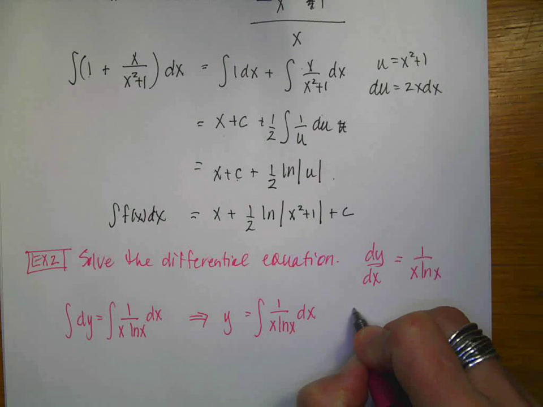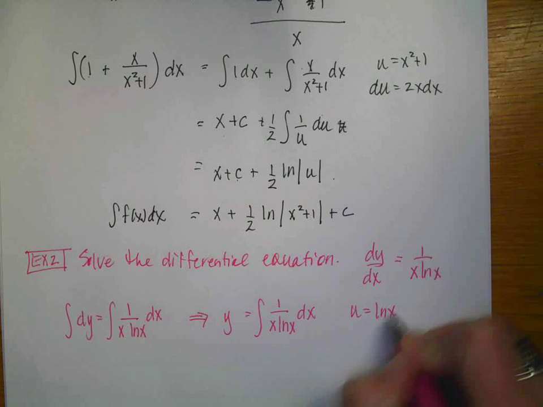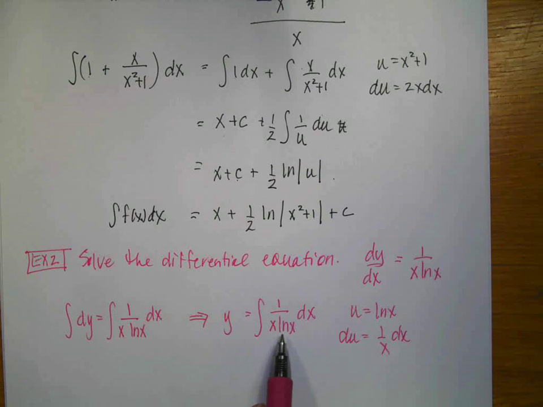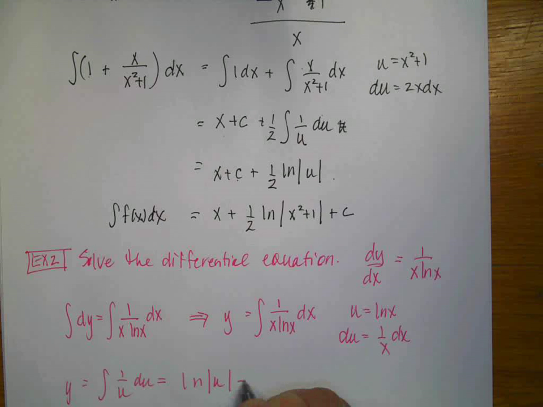I'm going to do u substitution again, so I'm going to let u equal the natural log of x. My du is 1 over x dx. I have everything I need, so y is going to equal the integral of 1 over u du, which is just the natural log absolute value of u plus c. And so I'm going to say y equals, and I'm going to substitute my u back in, the absolute value of 1 over x.